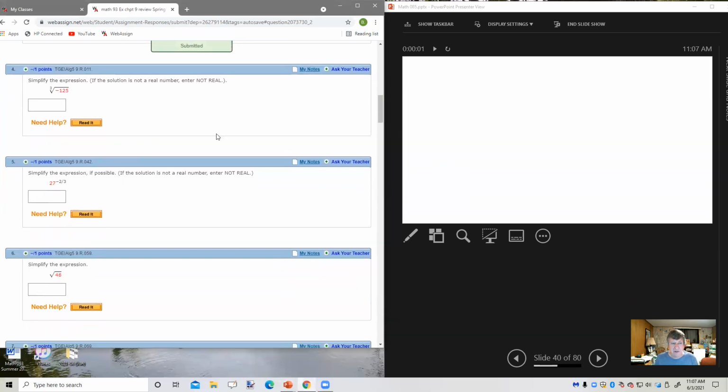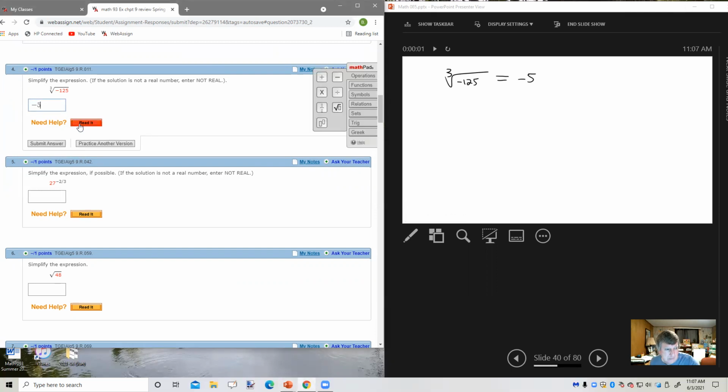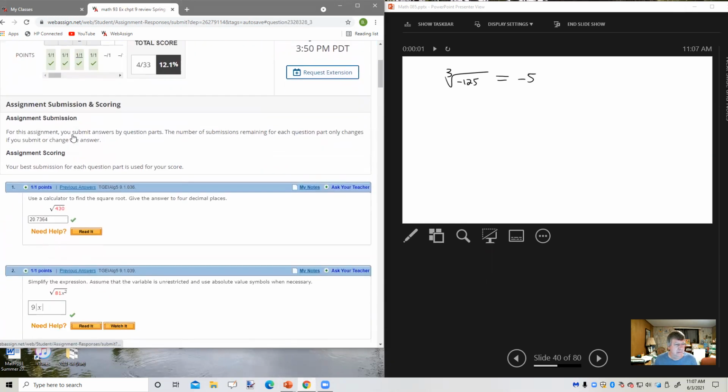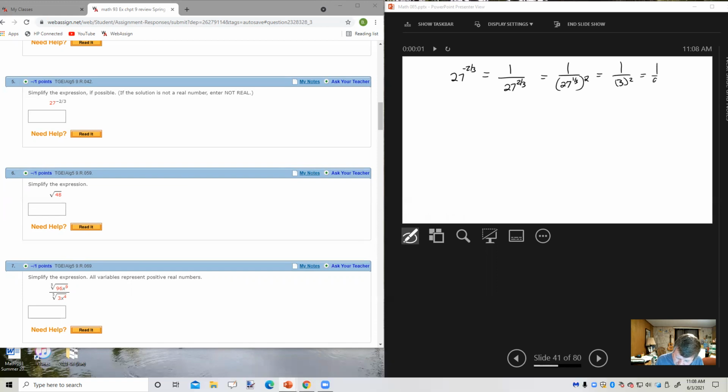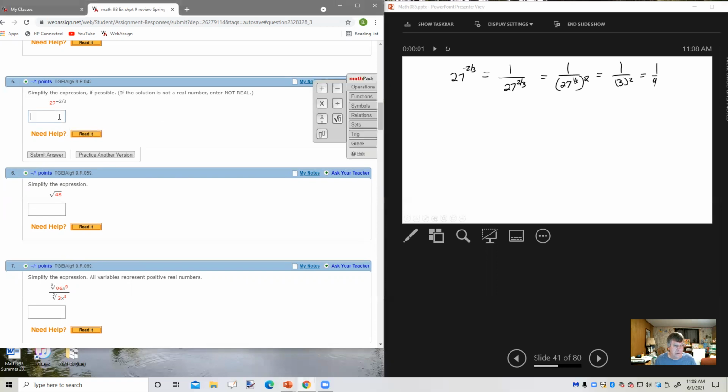Let's take a look at this one. Simplify the expression, the cube root of negative 125. Whereas you can't take an even root of a negative number, you can take an odd root. So this would be negative 5. Now we've got 27 to the negative 2/3 power, which is 1 over 27 to the 2/3 power, which is 1 over 27 to the 1/3 power squared. The cube root of 27 is 3, and 3 squared would be 9. So the final answer is 1/9.